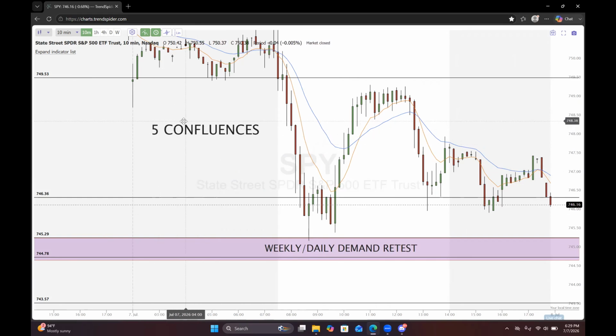So when you can see this very quickly that you have a lot of confluences that we're going to bounce, that's going to help you not get offsides, right? It's going to help you not get offsides. So that's why we took the trade.